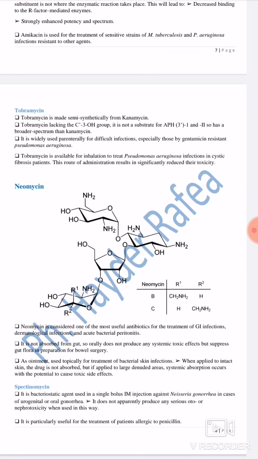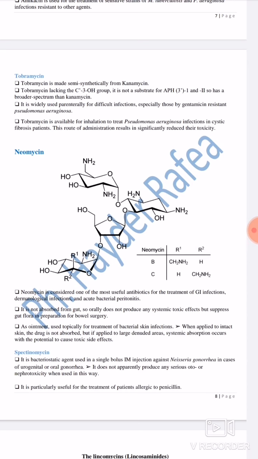Tobramycin is made semi-synthetically from kanamycin. Tobramycin is linked to the hydroxyl at carbon 3, and it is not a substrate for APH 3' 1 and 2, so it has a broader spectrum than kanamycin. It's widely used parenterally for difficult infections, especially those resistant to gentamicin or caused by Pseudomonas aeruginosa.